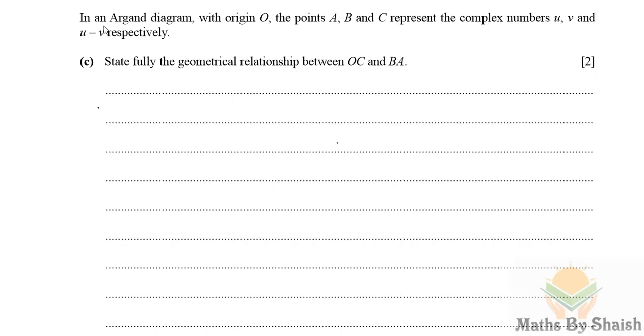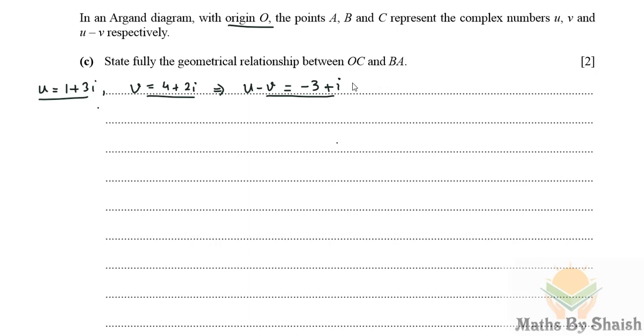And for C part, in an Argand diagram with origin O, the points A, B and C represent the complex numbers u, v and u minus v respectively. State fully the geometrical relationship between OC and BA. So we know from the first part that u is equal to 1 plus 3 iota and v equals 4 plus 2 iota. So from here we can calculate u minus v. It would be 1 minus 4, that is minus 3, and 3 iota minus 2 iota is going to be plus 1 iota. So we'll draw these values and mark them as A, B, and here it is C. Then we can see the relationship between OC and BA from there.